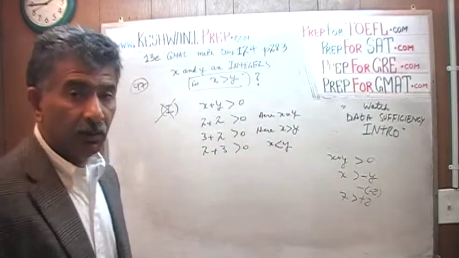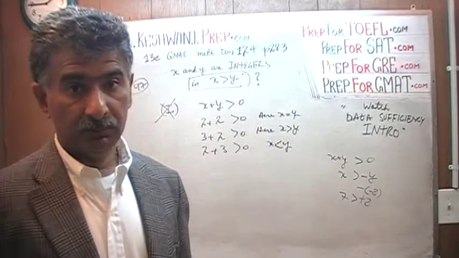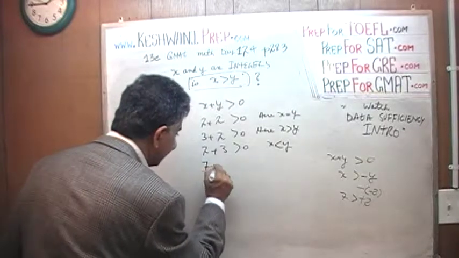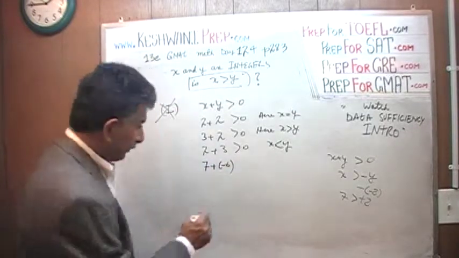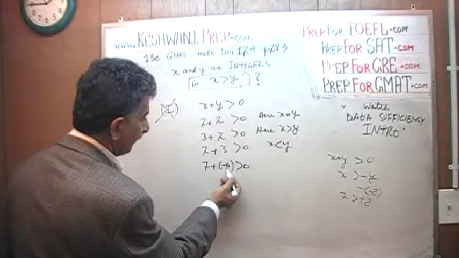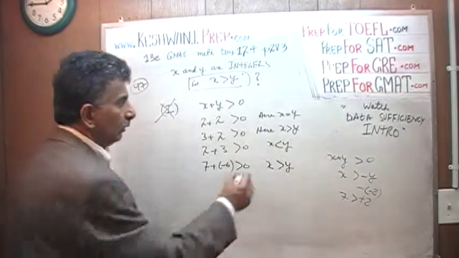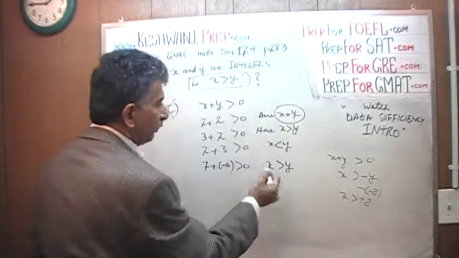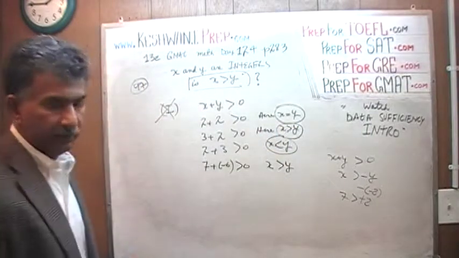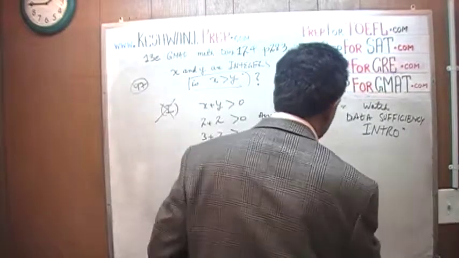To say nothing of the fact that negative numbers are also possible. Of course they are possible. For example, we can have 7 plus a negative 6, which is also more than 0. Since x is positive 7 and y is negative 6, here x is more than y. So we do not know. x could be equal to y, x could be more than y, x could be less than y. The first statement does not do anything. The first statement is not sufficient.